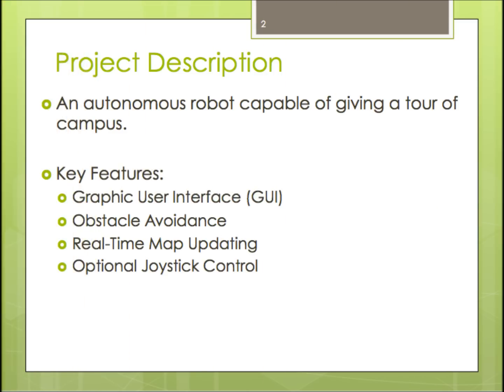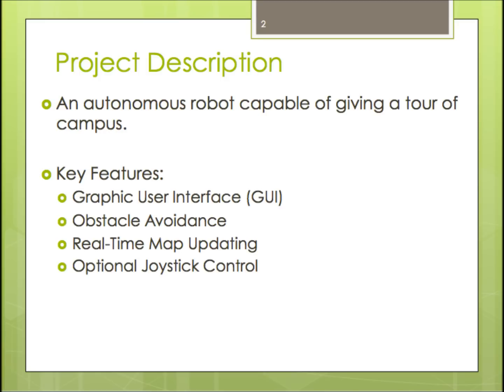Our project sought to build and program an autonomous robot that would be capable of giving a tour of campus, thereby simulating a staff or student-guided tour. Some of the key features of our project include a graphic user interface, which offers two modes of user control. It also makes use of obstacle avoidance, which relies on the use of both a webcam and 3 sonar sensors.